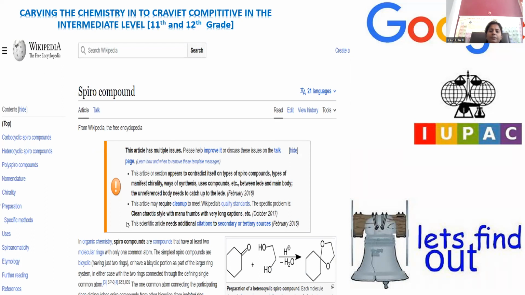Here is the definition provided for spiro compounds as per Wikipedia. In organic chemistry, spiro compounds are compounds having at least two nuclear rings. If you see, these two nuclear rings are connected and have one carbon atom as a common one. This carbon is common to the 5-membered as well as the 6-membered ring, so this is said to be a spiro compound. This kind of definition is provided by Wikipedia.